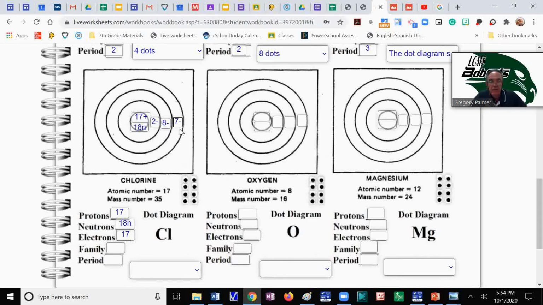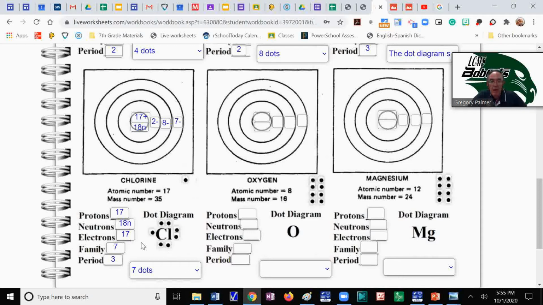So we see we have 7 valence electrons, so we should be in family 7. And we see we have 3 energy levels, so it should be on period 3. And it has 7 valence electrons, and it's in family 7. And there should be 7 dots on the dot diagram. So we can go ahead, pop them in. Six, we're going in groups of 2.